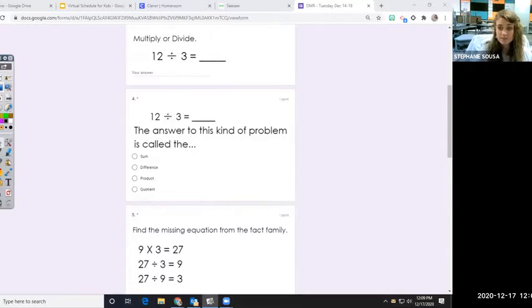That is tomorrow. The answer to this kind of problem is called a quotient. The answer to division problems are called quotients.